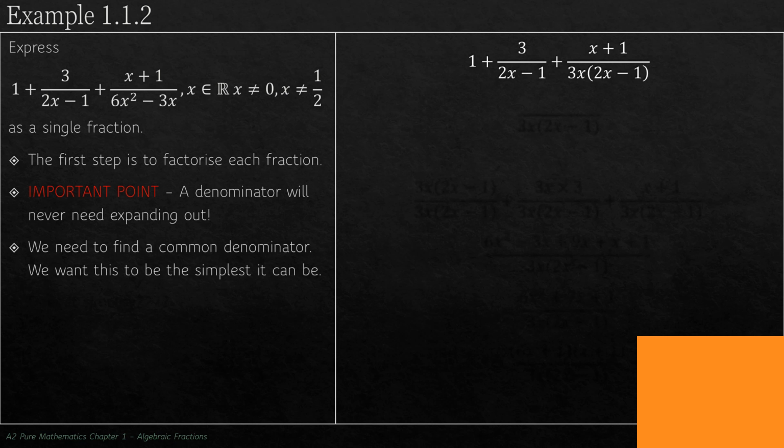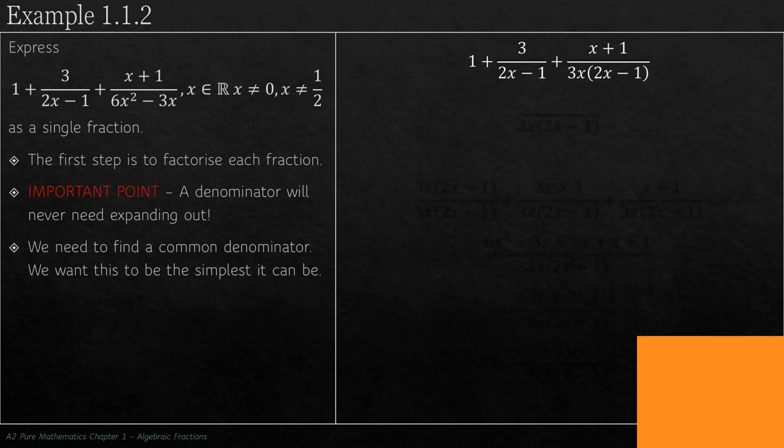So we need to find a common denominator, and we want it to be as simple as can be. So think back to the 6 where we had 2 and 3, and the 15 where we had 3 and 5. Because the 3 was common to both of them, we only used it once. So looking at the denominators, the denominator on this one is 1, which is obviously common to everything. The denominator here is 2x minus 1, and here it's 3x, 2x minus 1. That 2x minus 1 is common to both of those fractions, so I am only going to use it once.